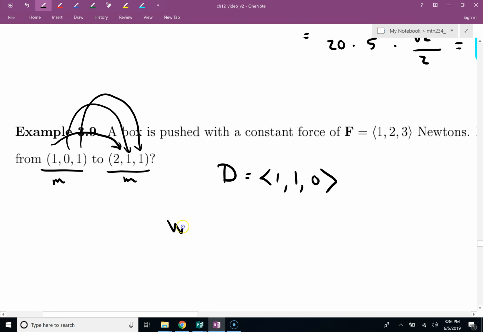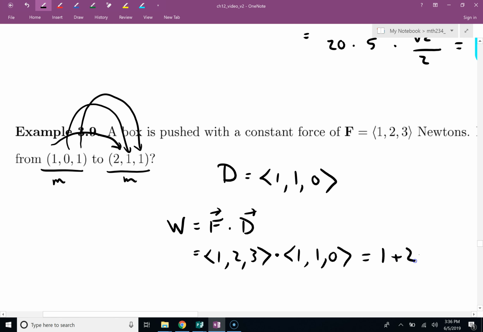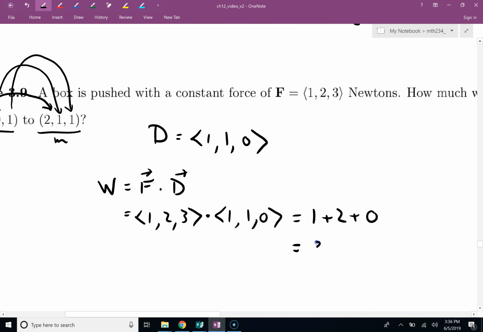So work, according to our formula, is F dot D, force dot displacement. We know our force is 1, 2, 3, and our displacement we just calculated is 1, 1, 0. When we apply this dot product, 1 times 1 is 1, 2 times 1 is 2, 3 times 0 is 0, and so we get 3. The units are Newton meters, because the force is in newtons and I said to assume the distances were in meters. So our final answer here is 3 Newton meters.